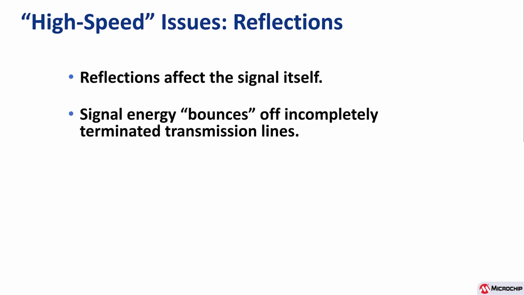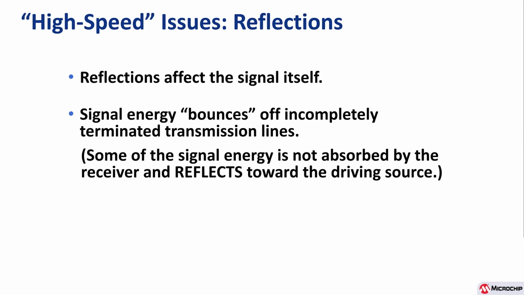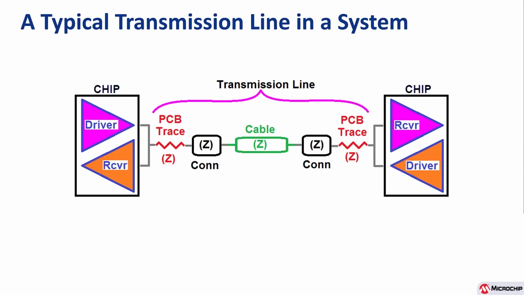Signal energy that we transmit down a line, effectively, bounces off incompletely terminated transmission lines. If all the energy is not absorbed by the time it gets to the end of the line, it's got to go somewhere, so it comes back. That can corrupt the shape or the amplitude of the signal that you're trying to transmit and receive. Some of that signal energy is not absorbed by the receiver, and it reflects, hence the word reflections, toward the driving source.